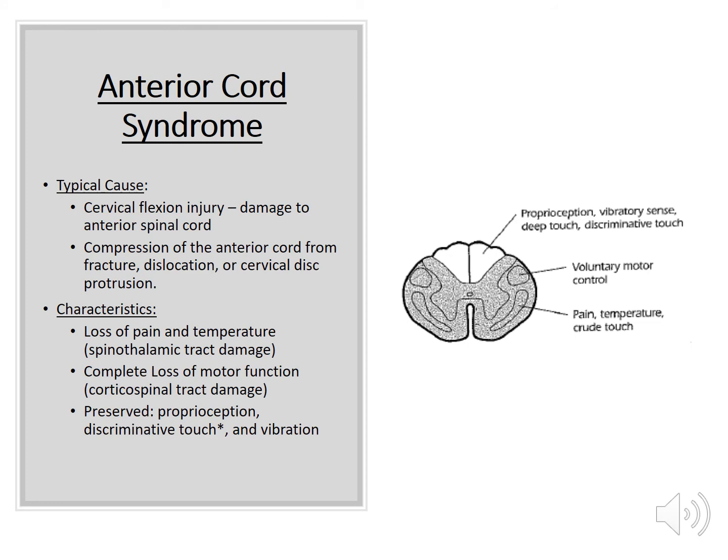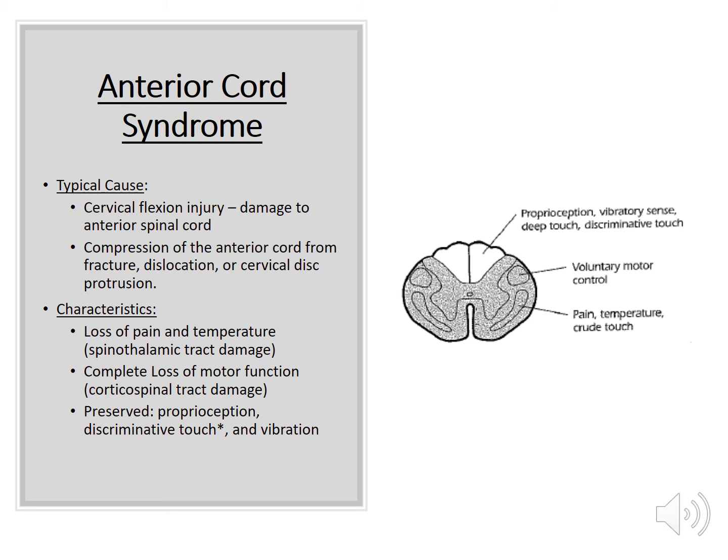Then we have anterior cord syndrome, and anterior cord syndrome is typically caused due to a cervical flexion injury. So it's going to cause damage to the anterior portion of the spinal cord. That compression of the anterior cord can be due to fracture, dislocation, or cervical disc protrusion.